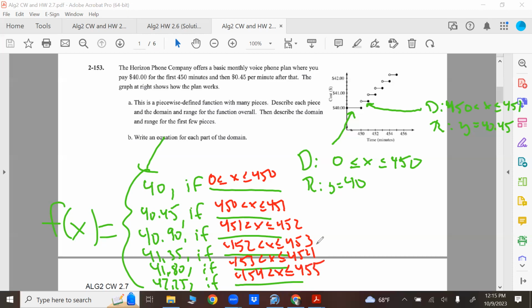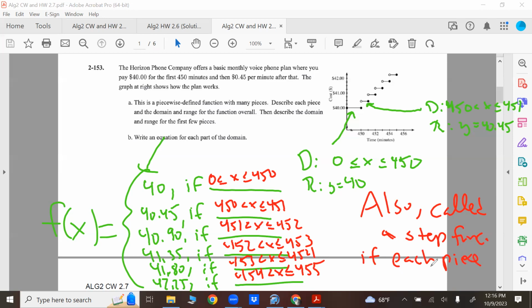So there you go. That's the piecewise function. Some people call it a step function too. They'll get steps of the staircase. It's also called a step function if each piece is horizontal, which of course it is. So cool. Good.